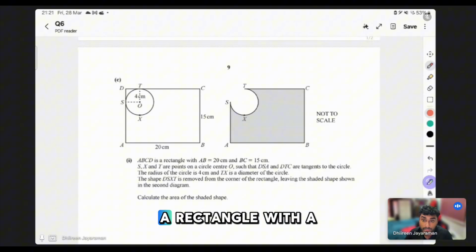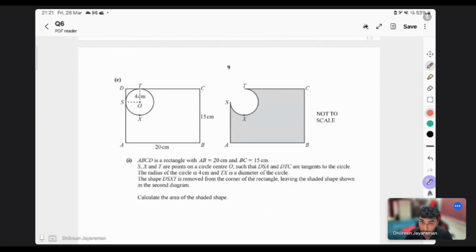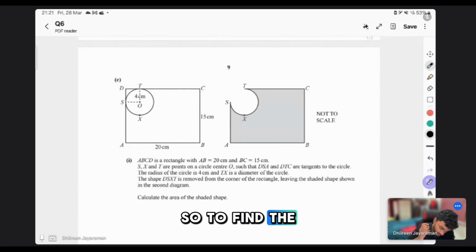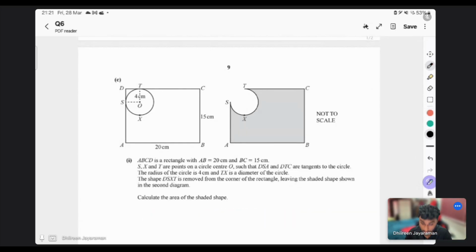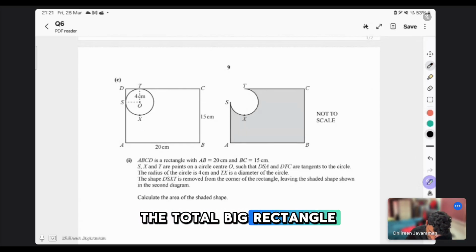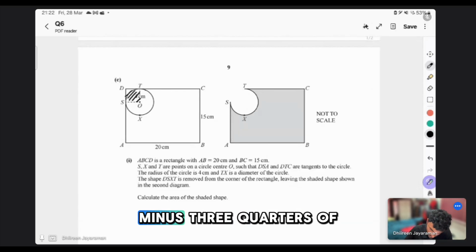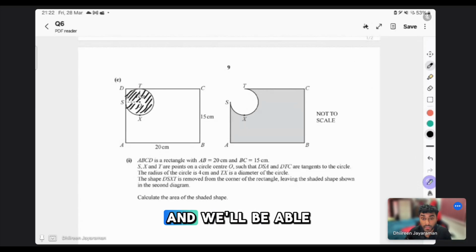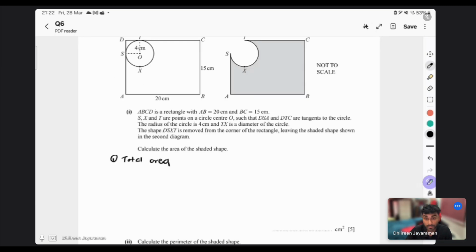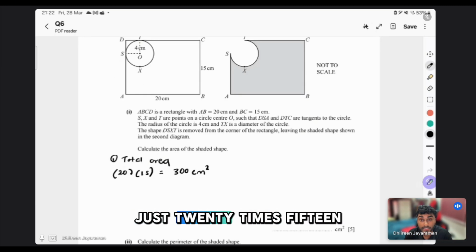They're giving you a rectangle with a circle inside with certain values and they want you to find the area of the shaded region. To find the shaded region, we have to take the total big rectangle minus this square minus 3/4 of a circle, and we'll be able to get the area of the shaded region. This is my working to find the total area. The total is just 20 times 15 and you'll get 300 cm squared.